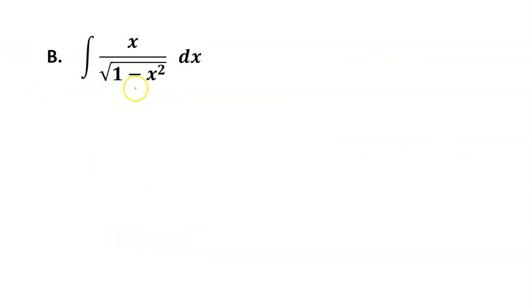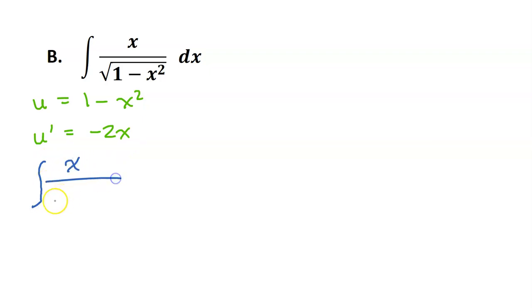For part B, I will not need an inverse trig rule because the degree of the denominator is 1 more than the numerator. That tells me that U substitution will probably work. So let's let U equal everything under the radical, 1 minus x squared. That means U prime is negative 2x. Let's go ahead and do the substitution. So we have x over the square root of U. Instead of dx, we write du over u prime, which is negative 2x.